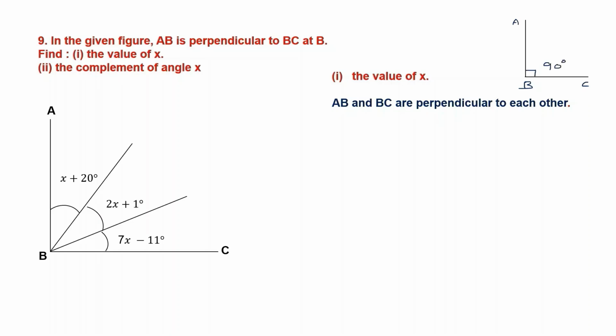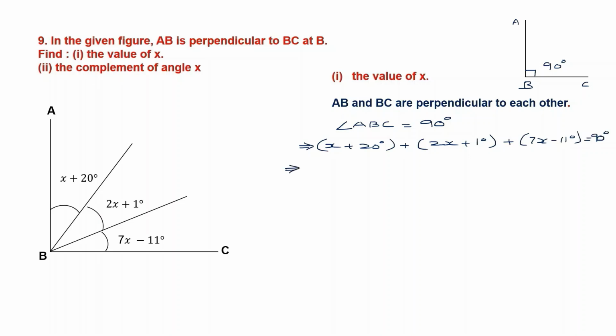So that means in this case, angle ABC is equal to 90 degrees. So that means all the angles inside that you have here, all these must add up to 90 degrees. So let's do that. Let's add up this, and it should be equal to 90 degrees. So let's write that. (x + 20) degrees is the first angle, plus, what's the second angle? (2x + 1) degrees, plus the third one is (7x - 11) degrees, and all these will add up to 90 degrees.